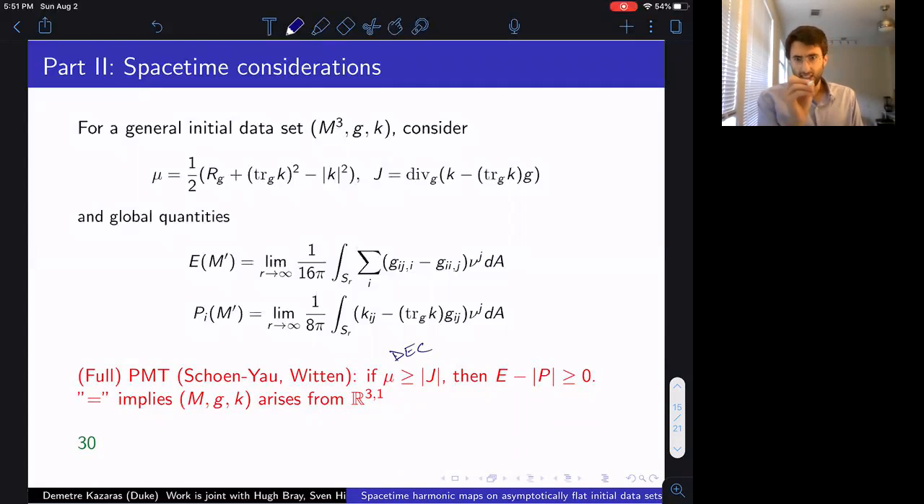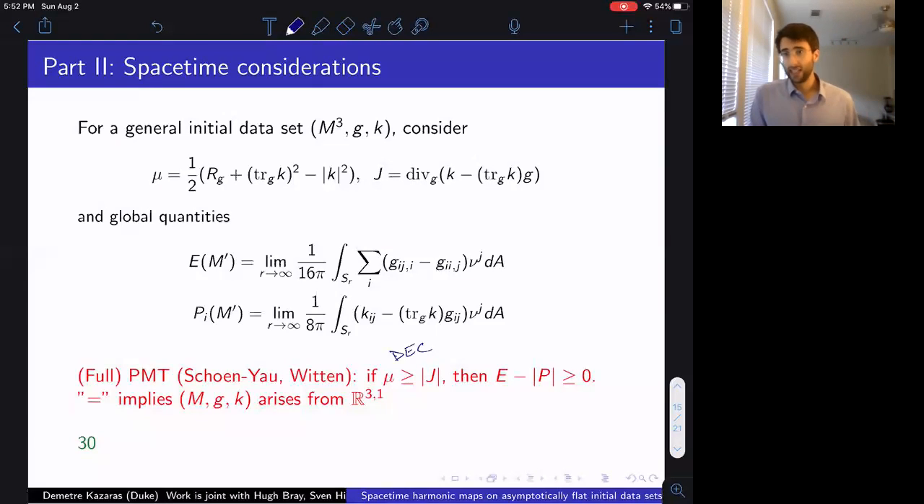then these two global quantities are related in the following way. E minus the norm of P, P having three components and you take the Euclidean norm of that, should be non-negative. Moreover, if you attain equality for some n, you could also measure this for each n, not so important now, you attain equality exactly in the situation where your initial data set came from being some spatial slice of flat Minkowski space. That is the full positive mass theorem, you could say.